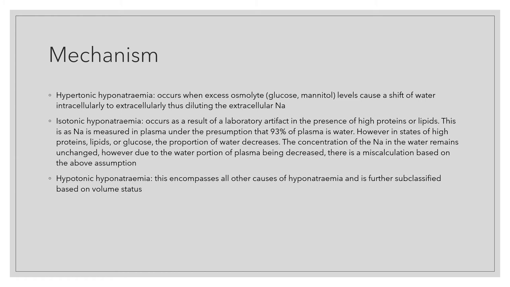So hypertonic hyponatremia occurs secondary to excess osmolytes, such as glucose or mannitol, causing a shift of water from intracellular to extracellular, and therefore diluting the extracellular sodium level. Isotonic hyponatremia occurs as a result of a laboratory artifact or error, and it occurs in the presence of high proteins or lipids.